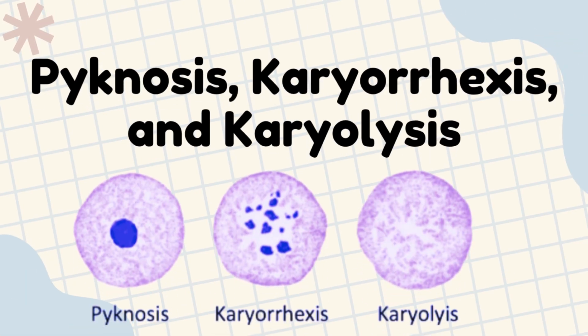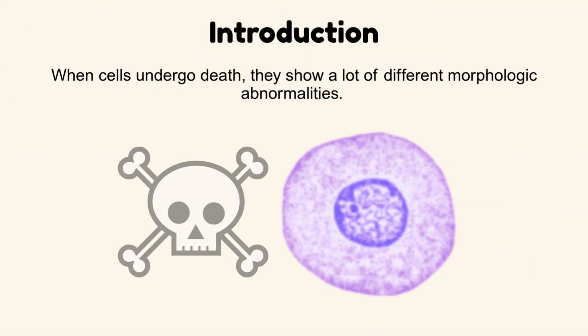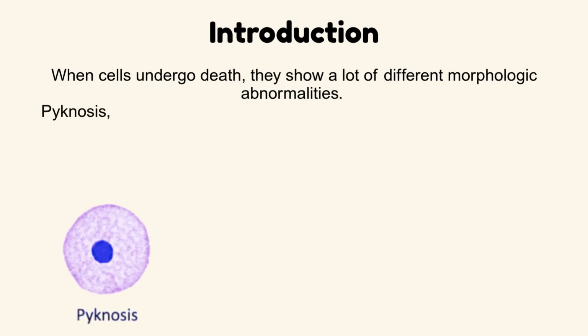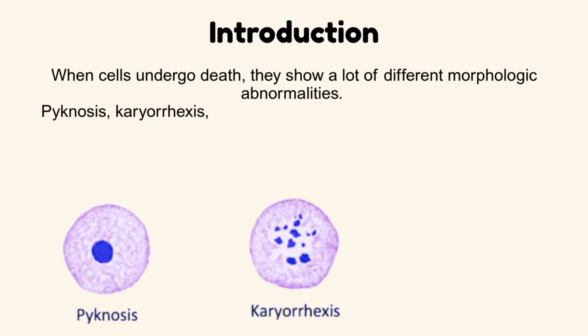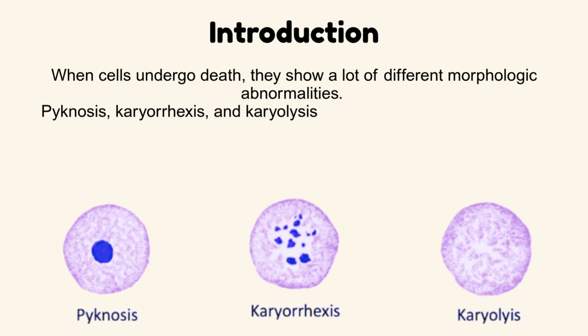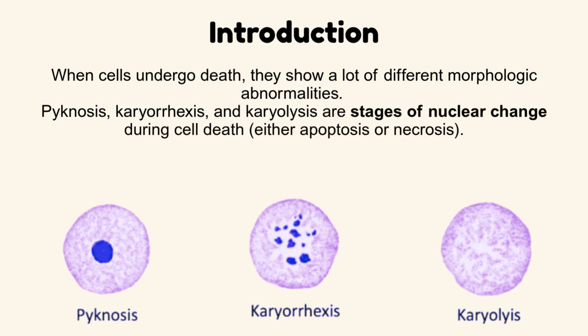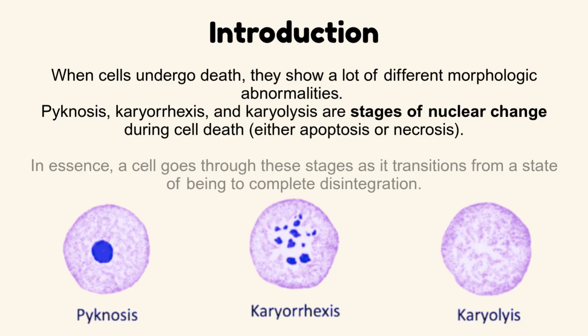Pyknosis, Karyorrhexis, and Karyolysis. When cells undergo death, they show a lot of different morphologic abnormalities. Pyknosis, Karyorrhexis, and Karyolysis are stages of nuclear change during cell death, either apoptosis or necrosis. In essence, a cell goes through these stages as it transitions from a state of being to complete disintegration.